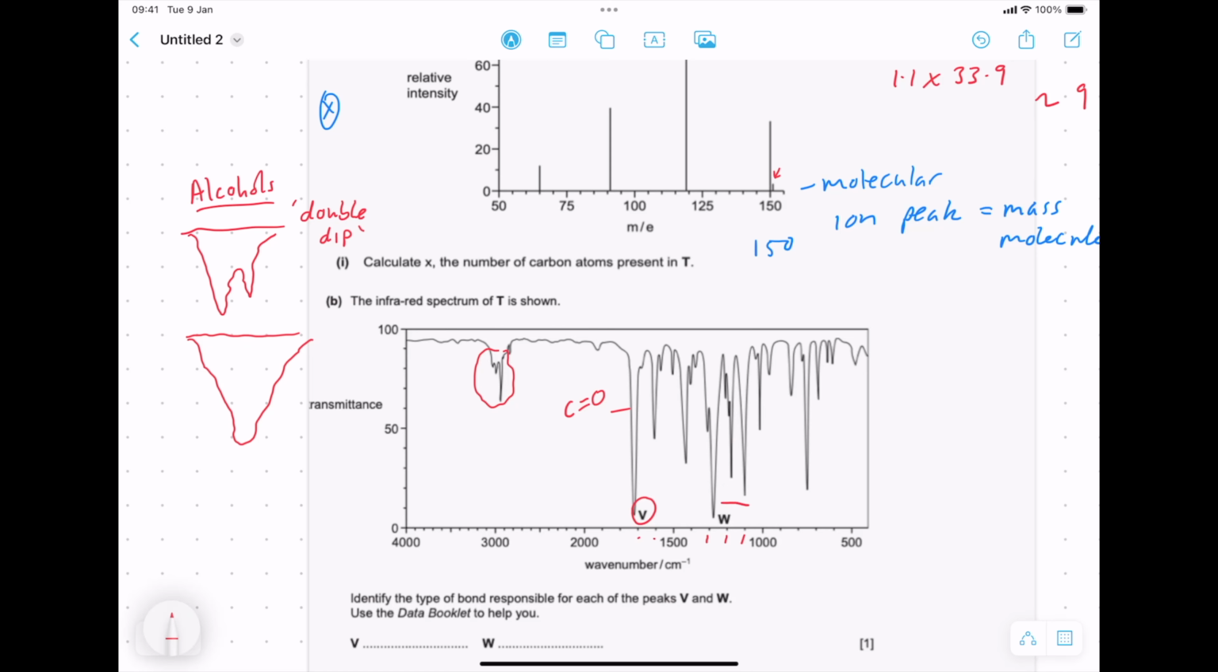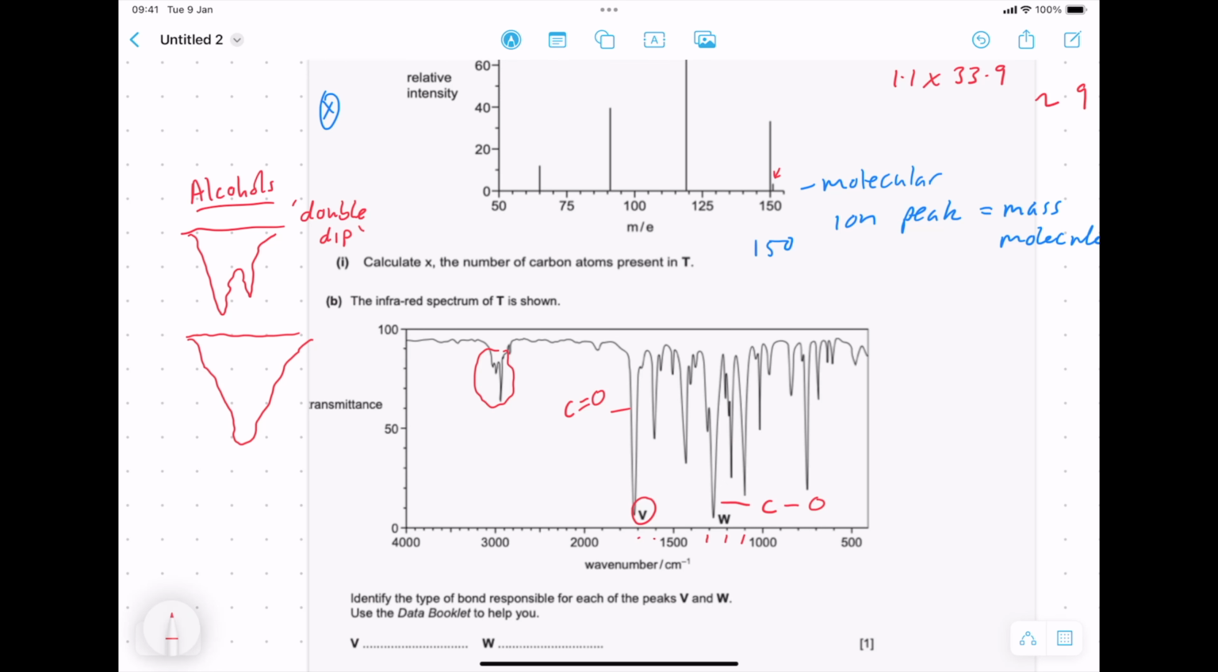So that peak there is C single bond O. And then just doing a quick scan through the remainder of the table, there's nothing else in that range between 1000 to 1300 that it could be. I mean, the C=C double bond alkenes is 1620 to 1680. Well, that's not there. So C double bond O and C-O.